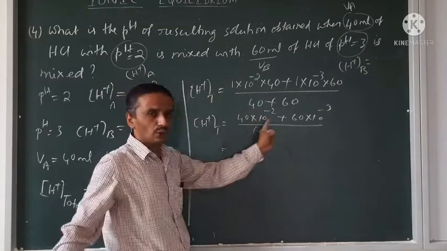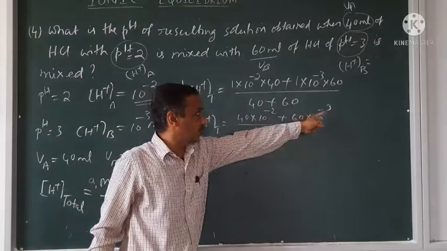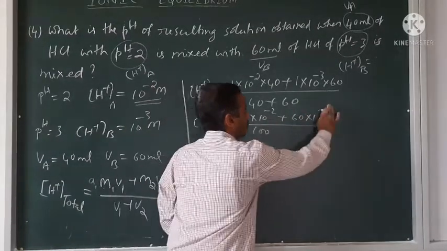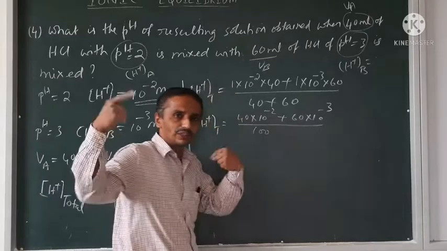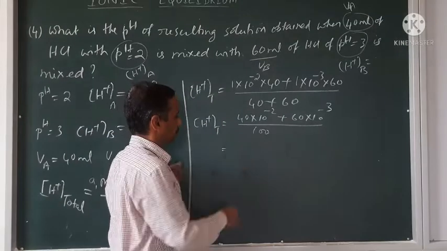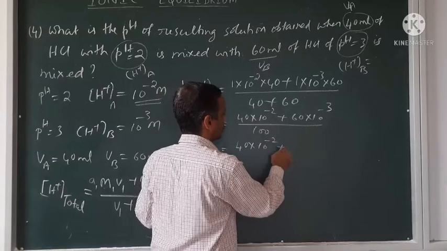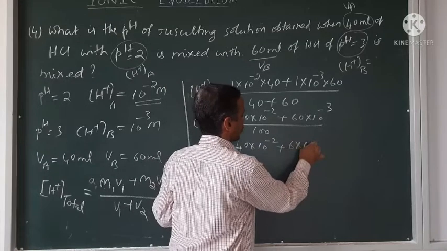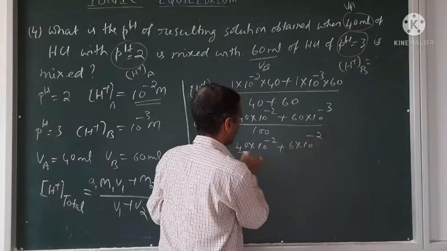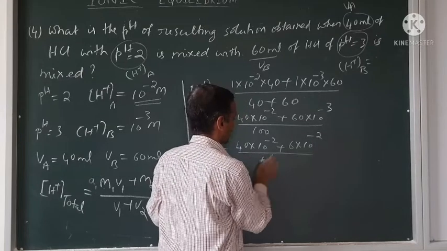So don't directly add this, because this is 10 to the power minus 3 and this is 10 to the power minus 2. Bring them to the same powers. 40 into 10 to the power minus 2 plus 6 into 10 to the power minus 2, divided by 100. I will write that as 10 to the power 2 also.